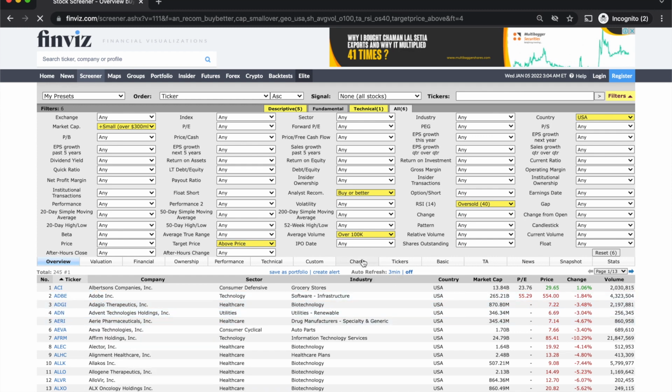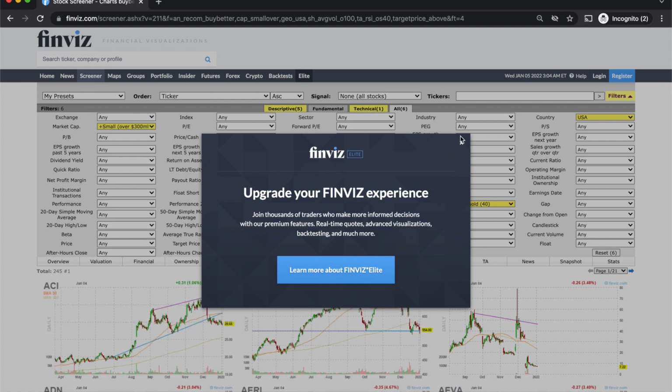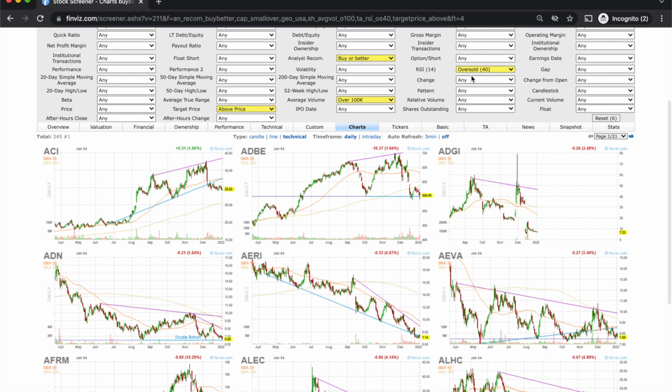So let me otherwise go to the charts. And in this case, we can see that all these charts have a recent dip, and this recent dip is coming up because we have selected this oversold as 40. So this ensures that we are not buying at the highs.